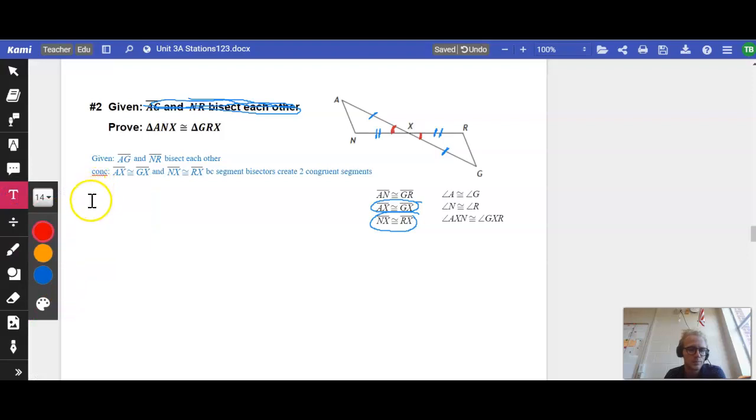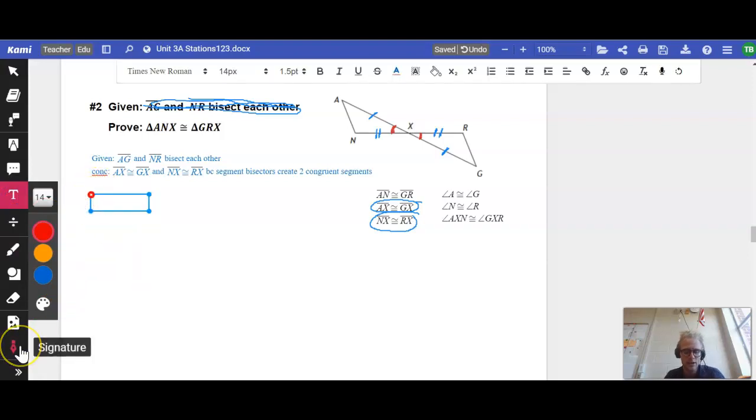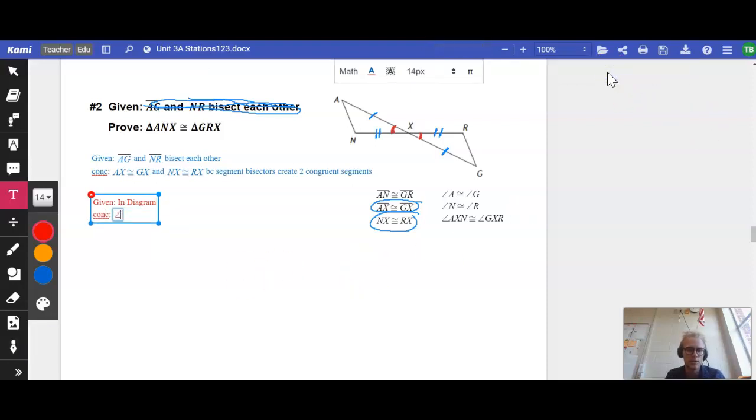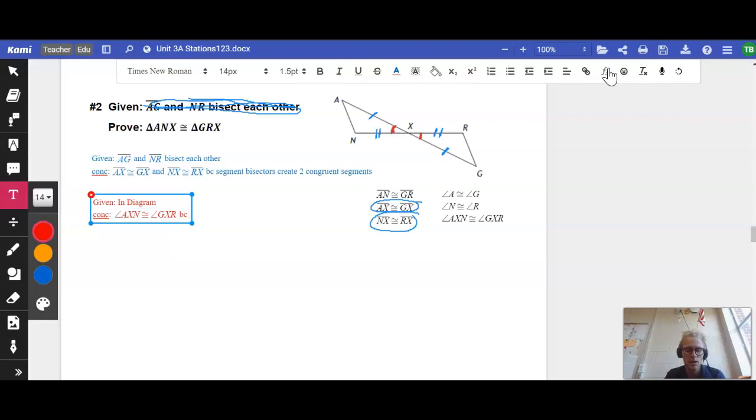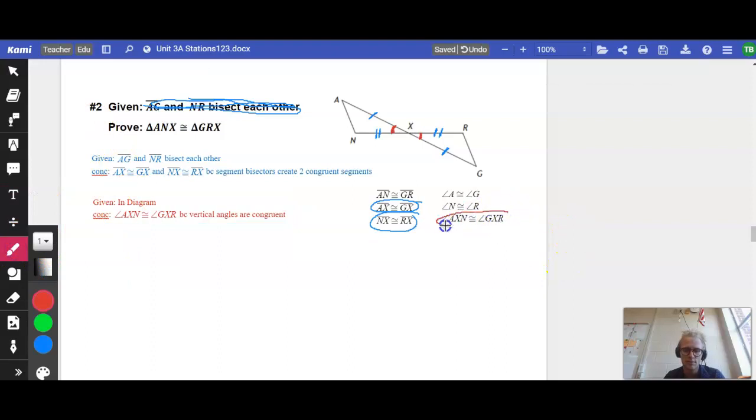So, given in diagram, our conclusion will be that angle AXN, and I'm getting that from my list, angle AXN is congruent to angle GXR because vertical angles are congruent. Sweet. Now I have three things checked off. And I have enough to prove these triangles congruent.